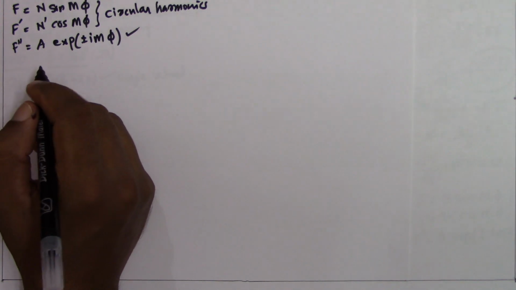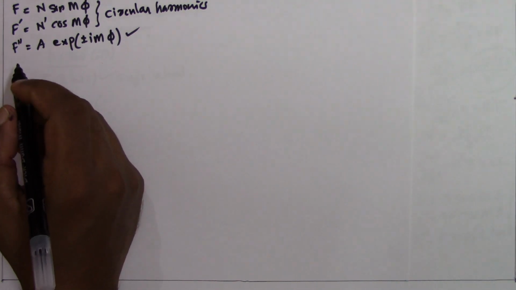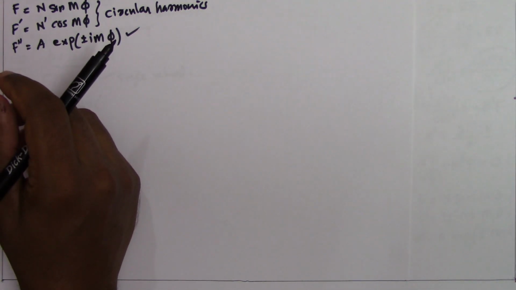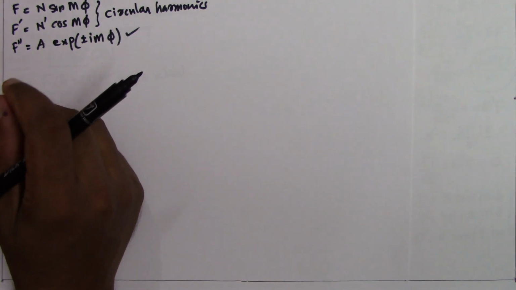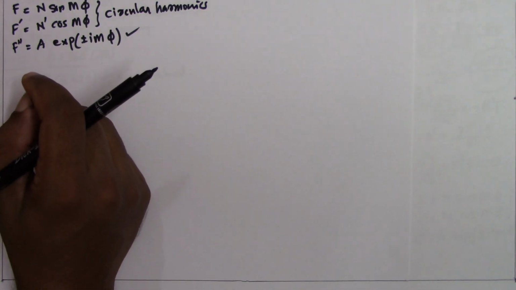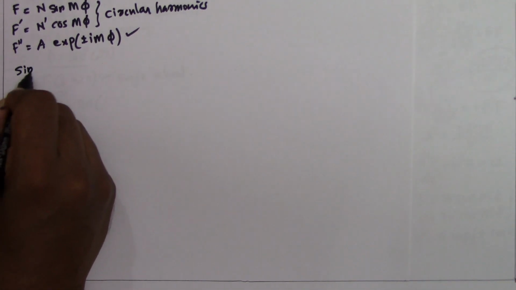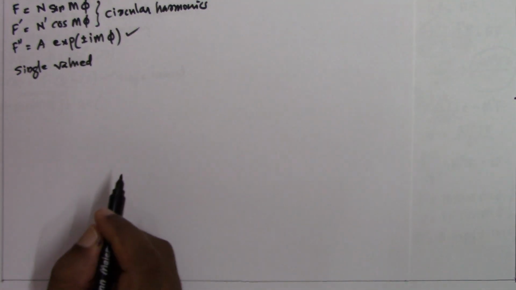For that, we are going to bring a condition. The condition is that since f or f dash or f double dash are the solutions of the Schrodinger wave equation, or these are the wave functions, the wave function must be well behaved. A well behaved wave function must be single valued. You have already learned this in the previous semester. Single valued wave functions.